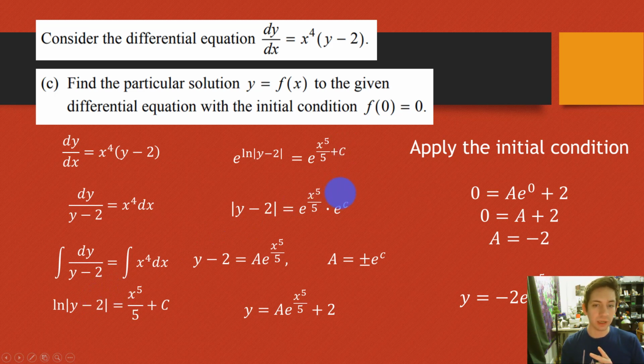2, that the c becomes e to the c. 3, that when we get rid of the absolute values here, we need plus or minus. In the A, or I think in the answer key they use K instead. Whatever letter we use, it's fine. And then the initial condition and rewriting your equation with it. There's a lot of tough stuff to keep track of.